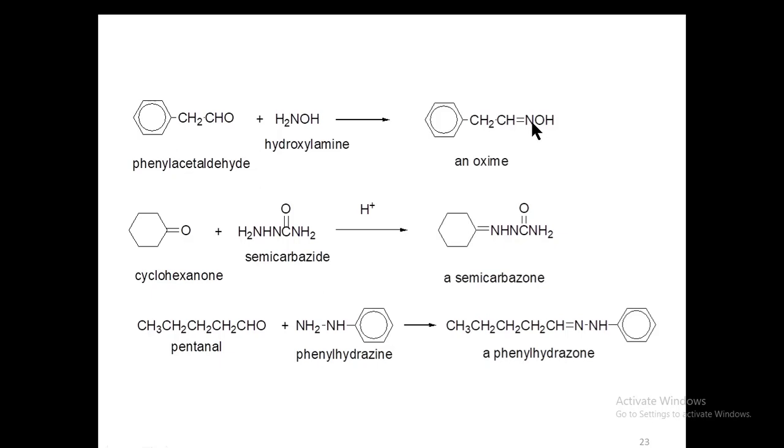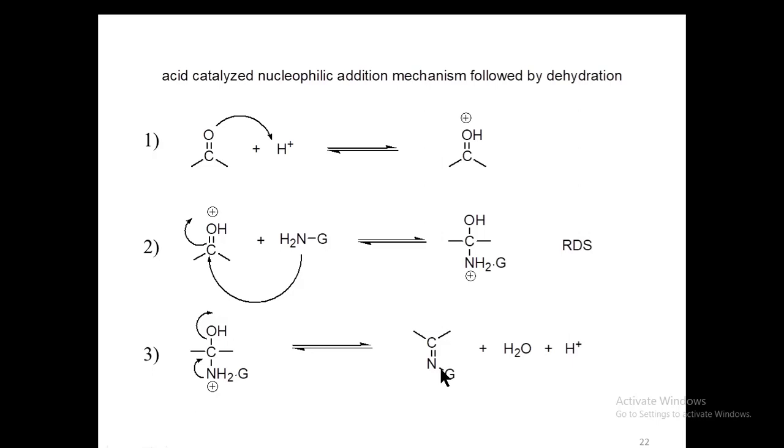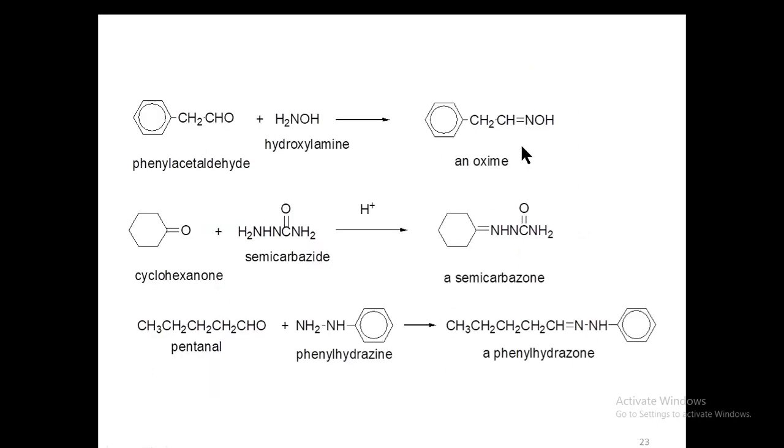Oxime, what is oxime? Imine is when N double bond C. Oxime is when OH is attached to that N double bond C. And this is hydrazone.